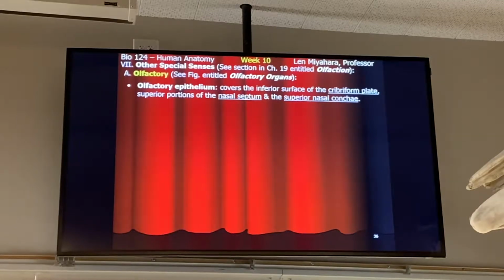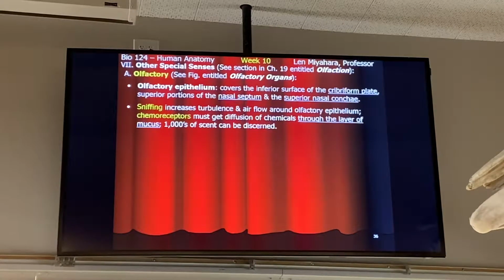And as we saw in the pictures in lab, it's on the very roof, which is the undersurface of the cribriform plate, the very superior portions of the nasal septum, as well as the superior nasal concha. That's where we find it. Since our sense of smell is really stunted compared to other mammals, we need to create some turbulence in the nasal cavity to increase the chances of one of those hairs catching a chemical. That's why sniffing increases your sense of smell. It's to create turbulence.